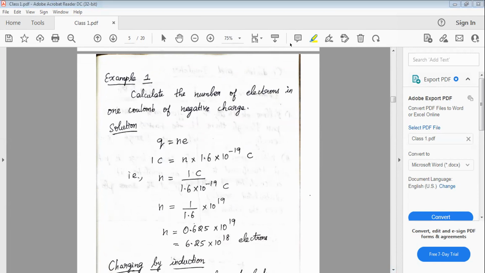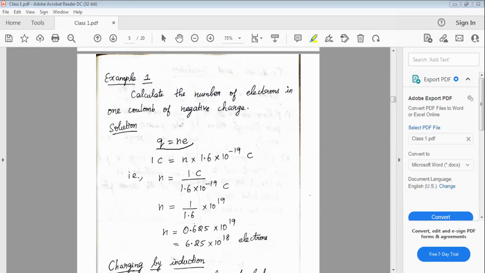The example here is: calculate the number of electrons in 1 coulomb of negative charge. So you have 1 coulomb of negative charge. How many electrons are there? You have to find that out. How will you find it? We have to go for the quantization of charge formula.